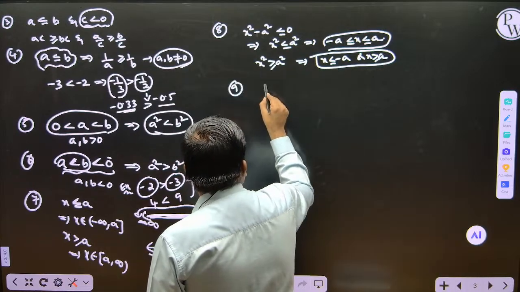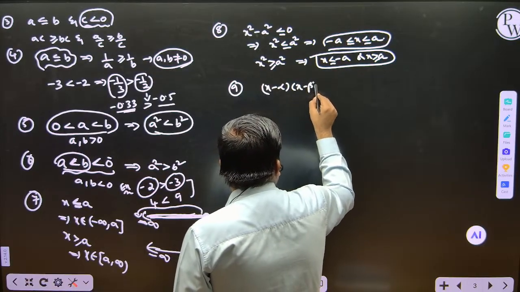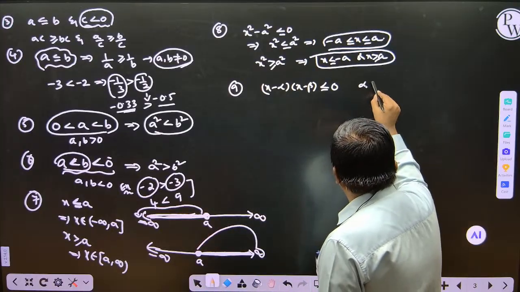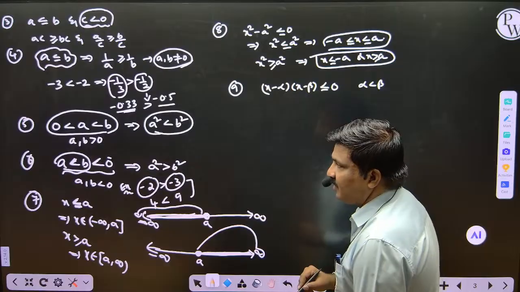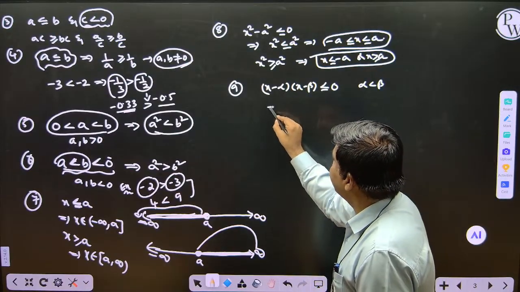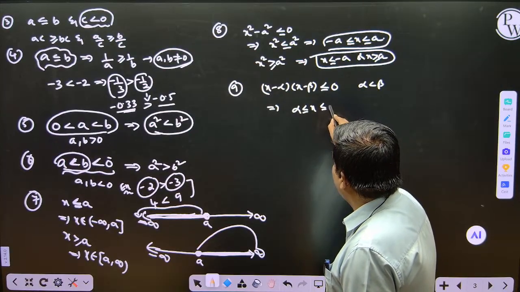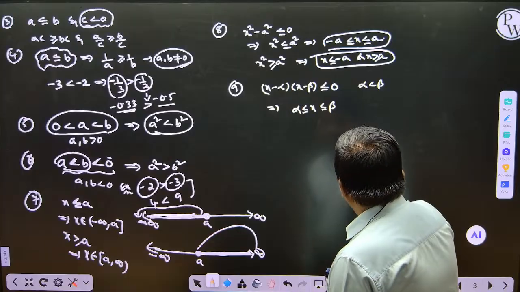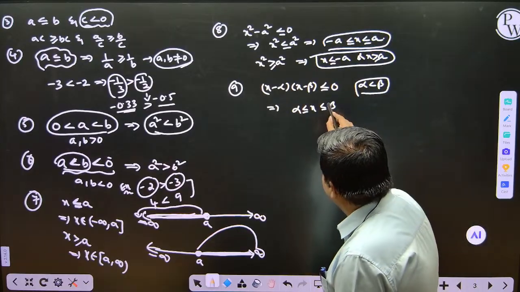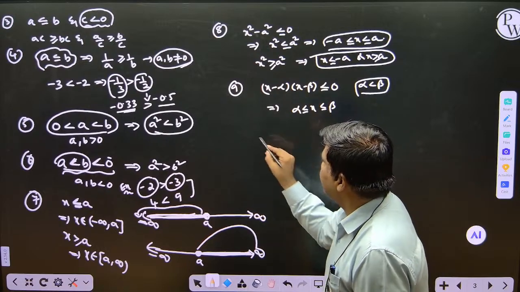Ninth one, x minus alpha into x minus beta is less than or equal to 0, where alpha is less than beta. In such a case, x always lies between alpha to beta, provided that alpha is less than beta. But if equality is not there, you simply take strict inequality.